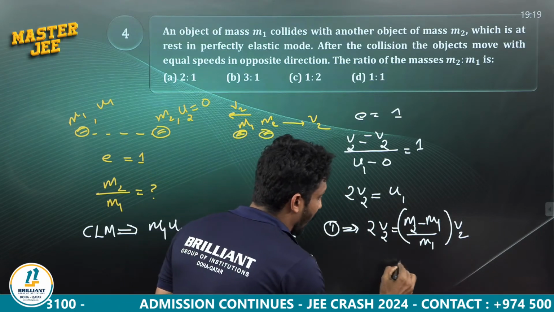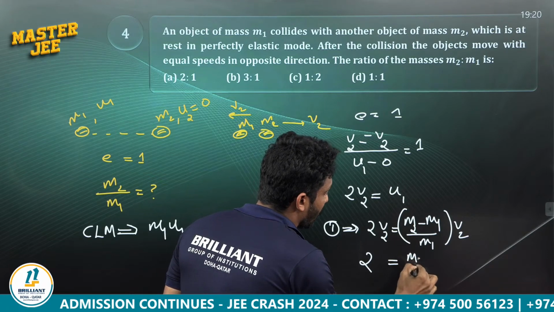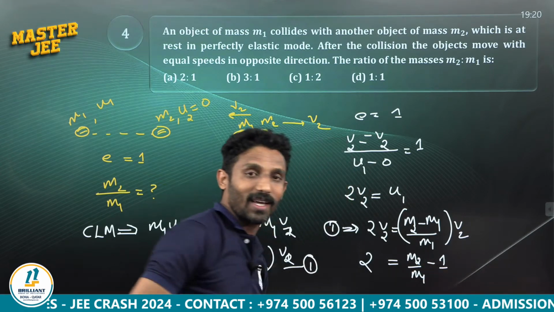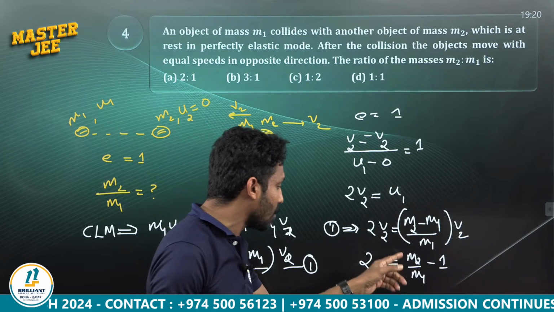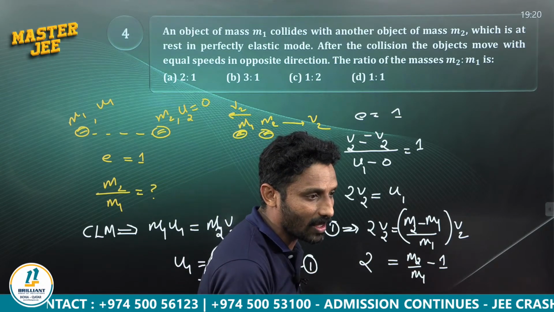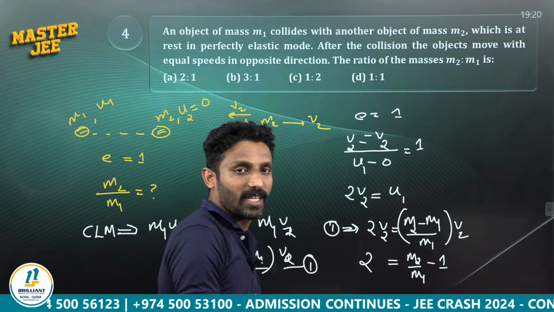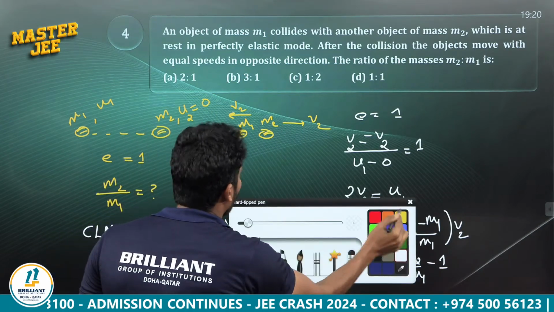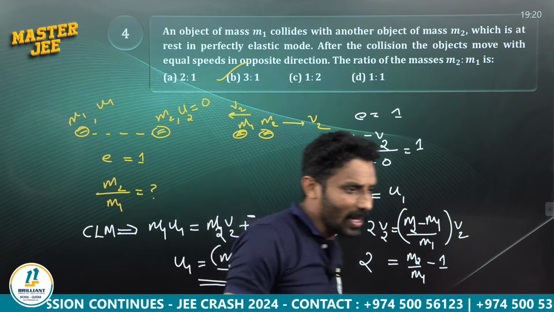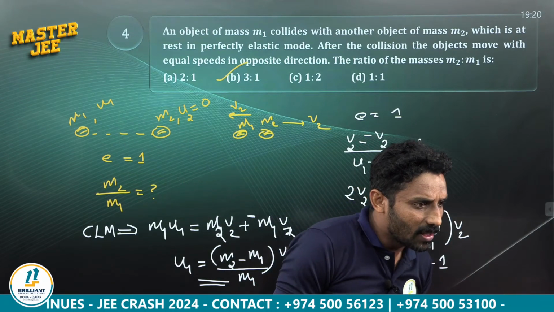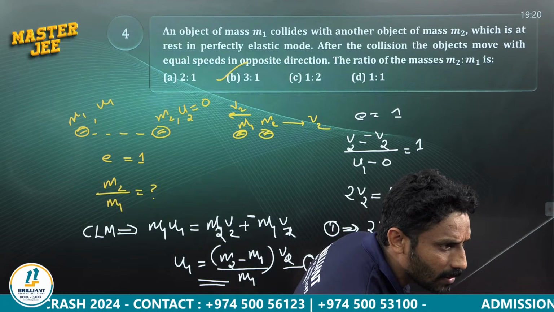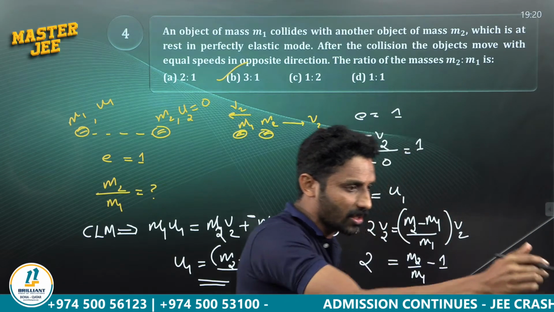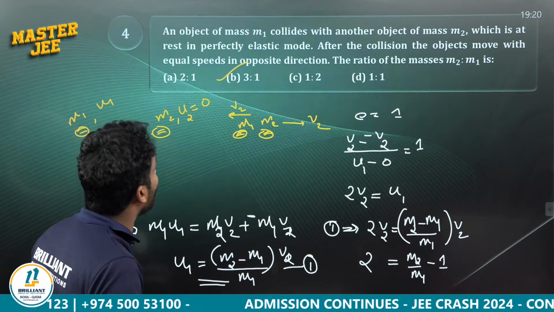Now we get 2 is equal to m2 by m1 minus 1. Now what is m2 by m1? m2 by m1 is equal to 2 plus 1, which is 3. So the answer is 3:1, which is option B. Understood? Yes, option B. Very good. Okay, Smriti Ganesh, option B. Thank you. Keep responding.